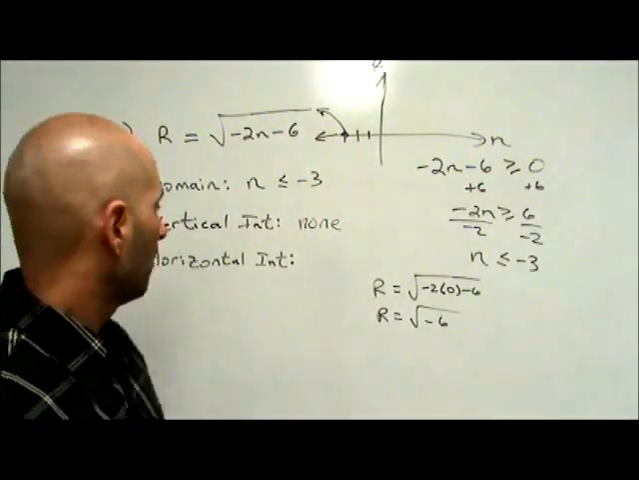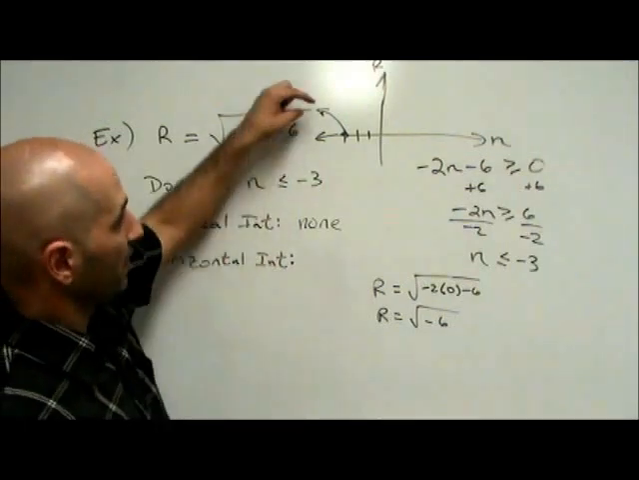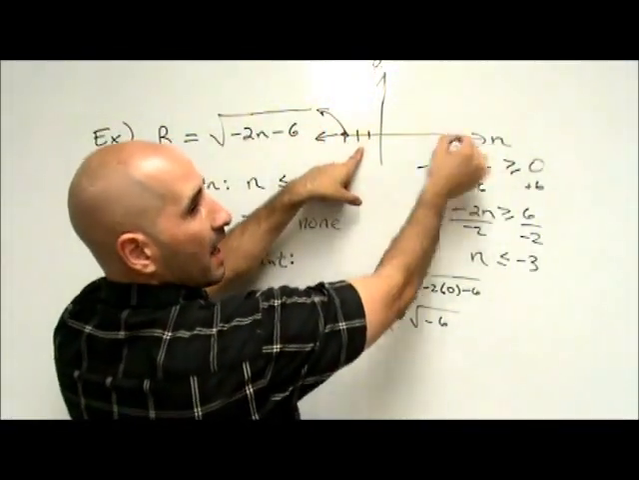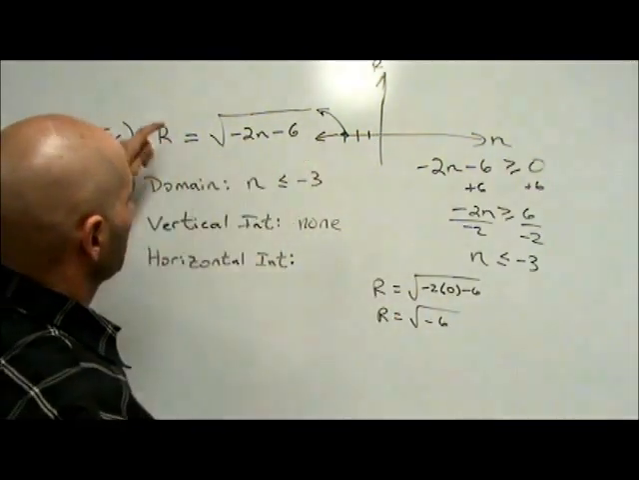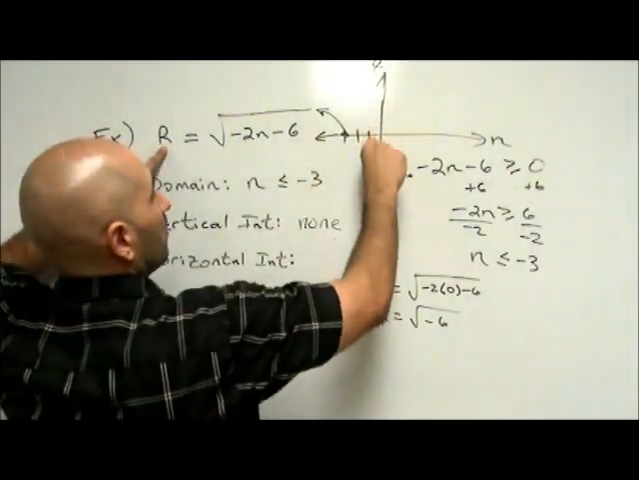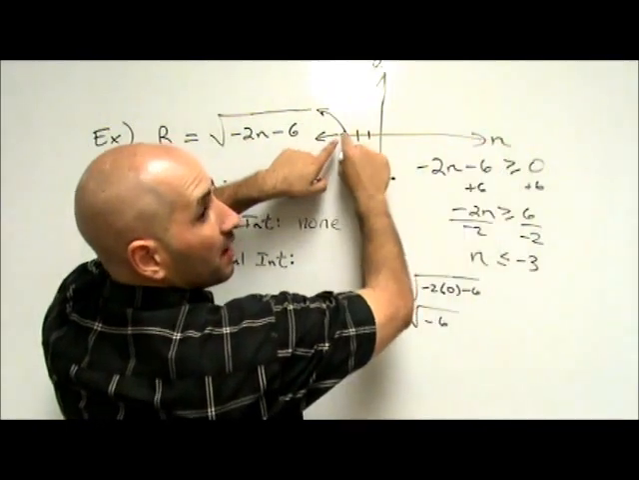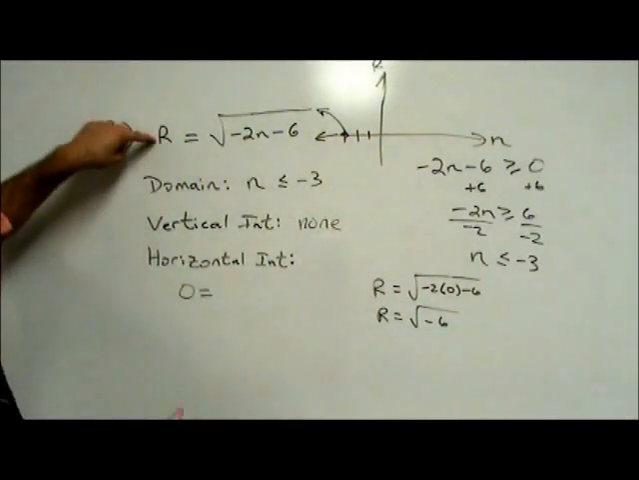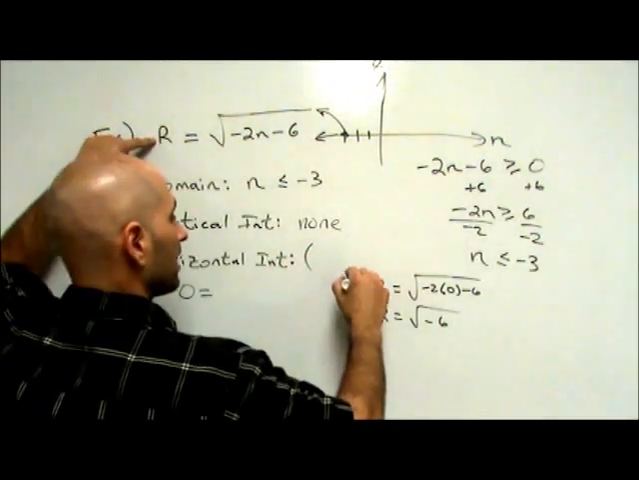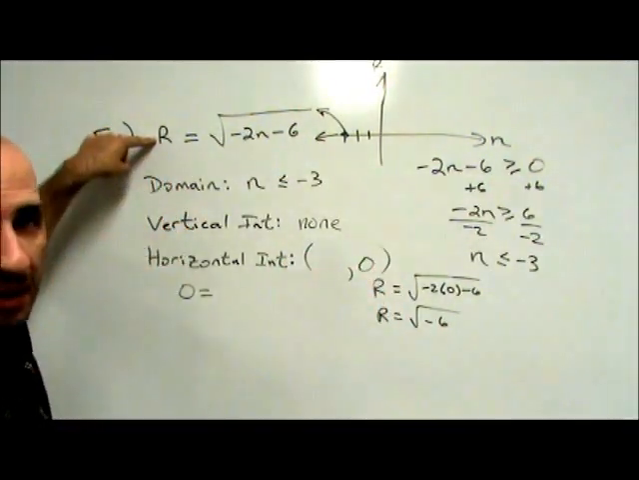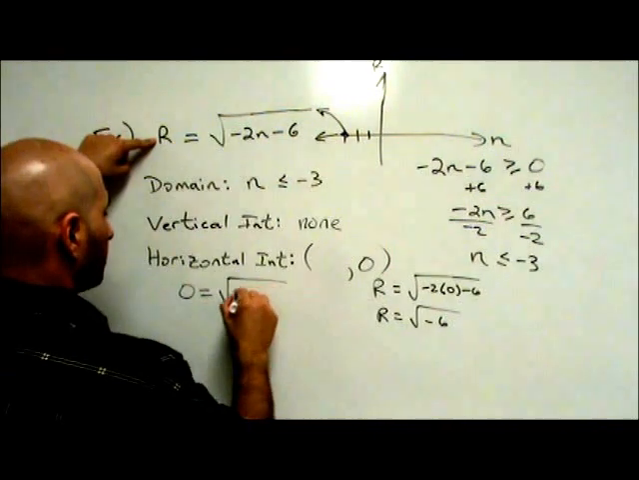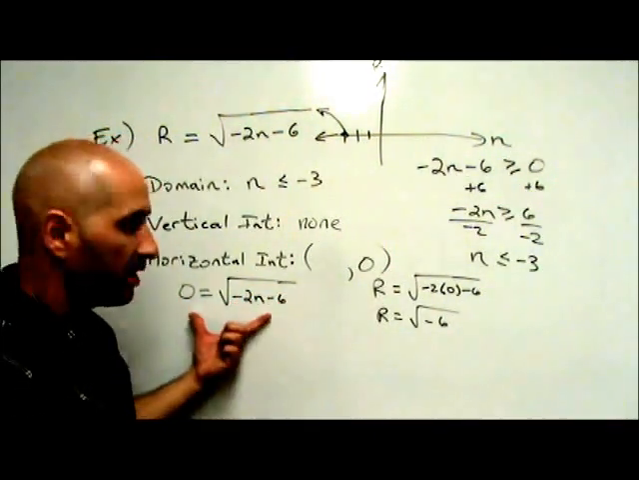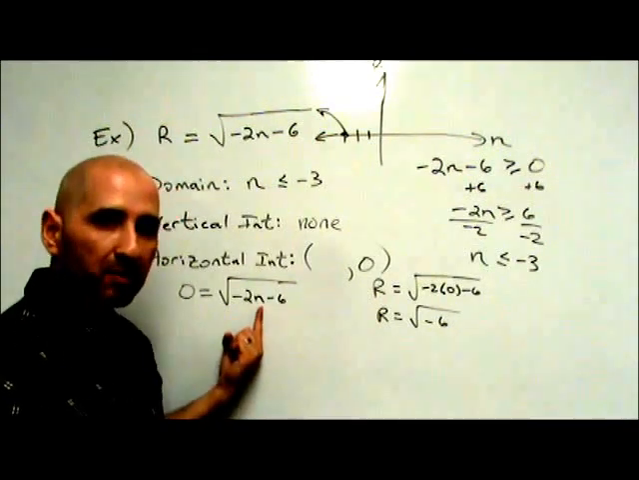There is none. What about the horizontal intercept? Well, that occurs where this graph crosses that axis, and the idea here is to replace your output with 0 and then find the input that gets you to that point. So the horizontal intercept can be found by replacing this with 0. So we know the second coordinate is 0. Alright, so we have to solve this now for our corresponding n value.